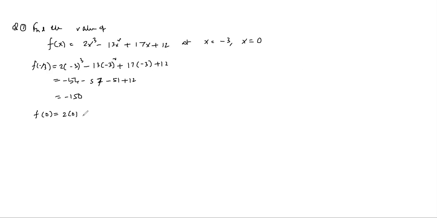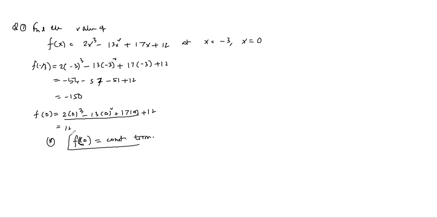Next value will also be like this. These are small questions just to warm up. Here all these terms up to here are 0, so your answer is 12. From here you can get one idea: whenever somebody asks you f of 0, it is always the constant term of the polynomial, no matter how big the polynomial is. This is not a result, but a small observation which will help you solve problems.